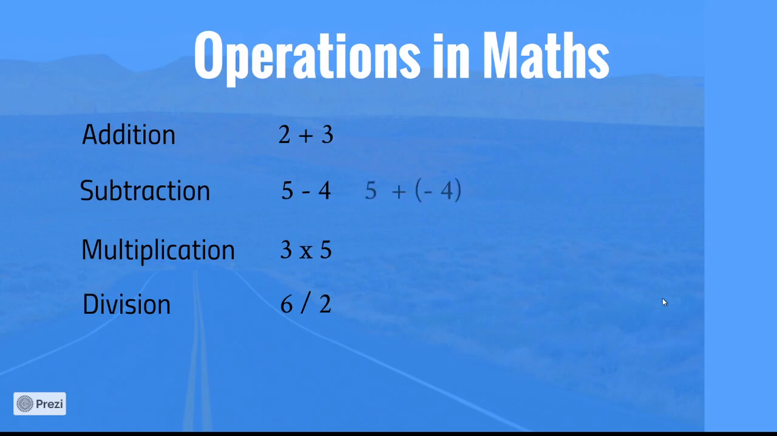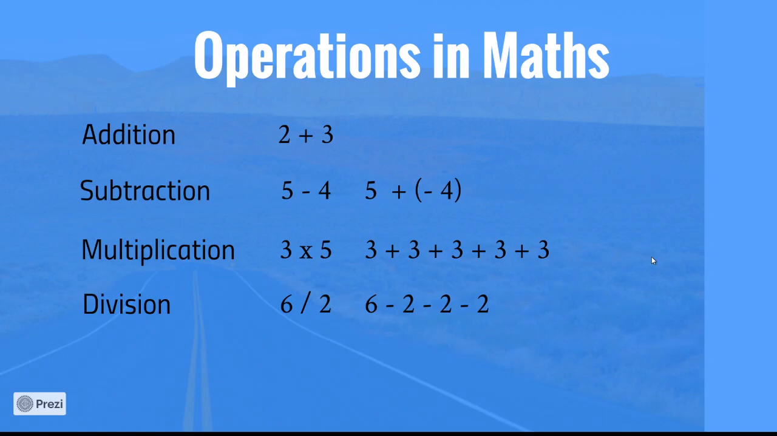Now I want to show this 5 minus 4. You can write it as 5 plus minus 4, right? Plus into minus becomes minus itself. Now this multiplication, 3 into 5, you can write it as 3 plus 3 plus 3 plus 3 plus 3, five times. And division, I can write it as 6 minus 2 minus 2 minus 2.